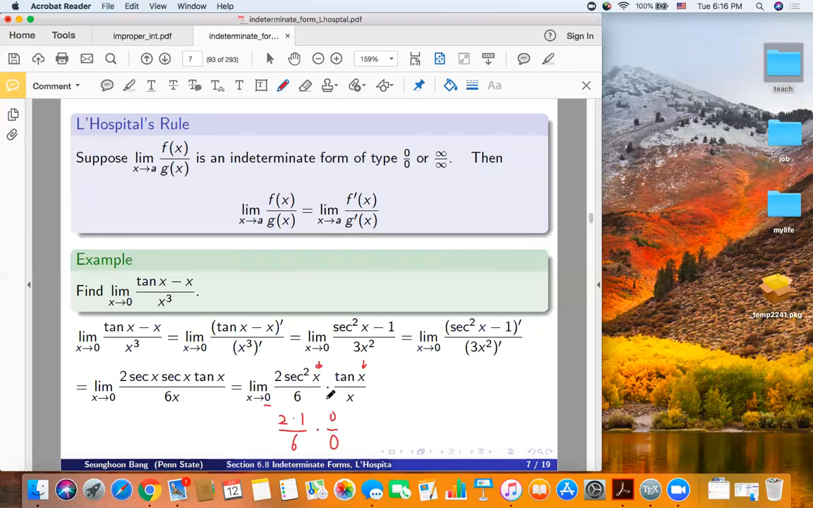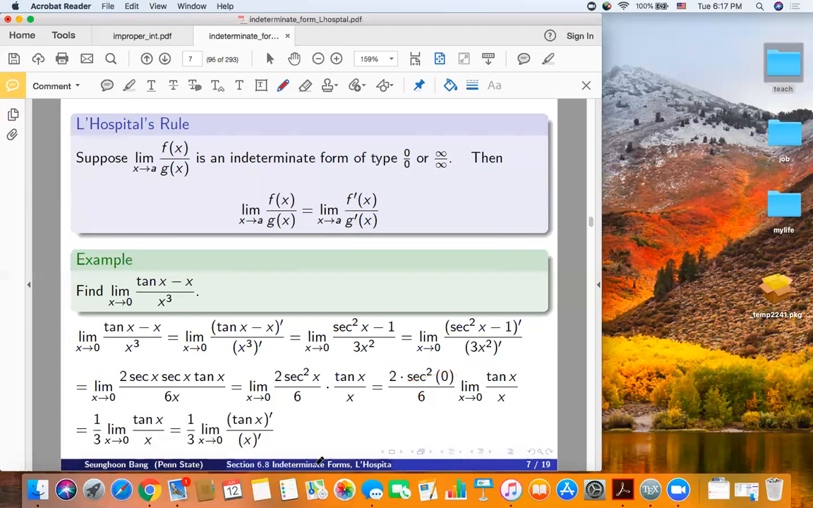So we choose the non-zero part. Secant squared of x over 6 is a non-zero part. You have to take out the non-zero part. So secant 0 is exactly 1. You can change to 1/3. 2 is crossed out, change to 3. This is going to 1. 1/3. Tangent of x over x is 0 over 0 form again.